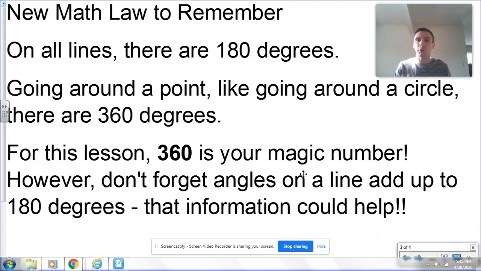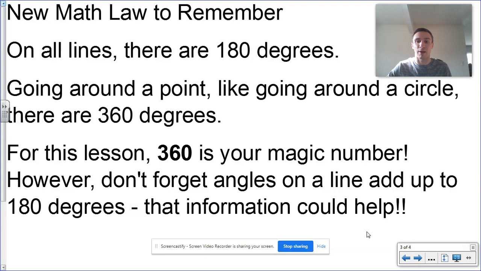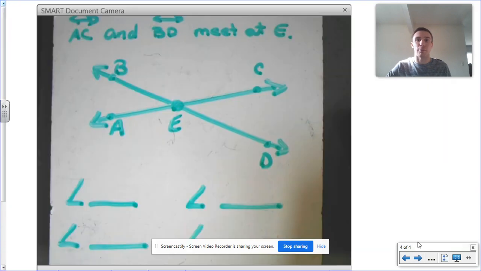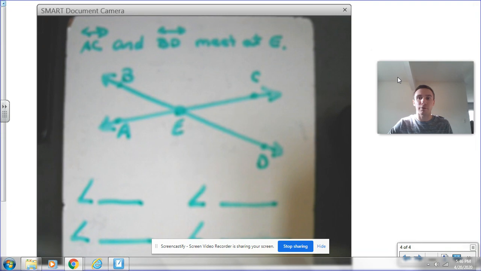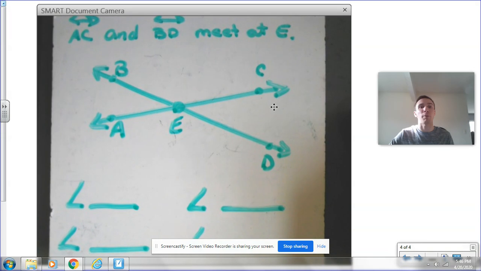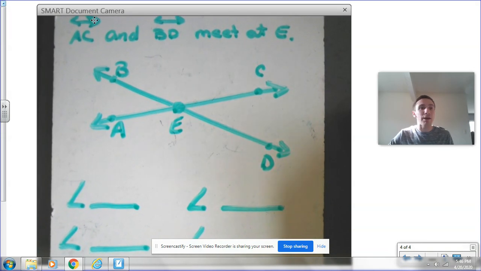However, we don't want to forget our math law from yesterday. That is still going to be a tremendous amount of help for us. And I'm going to show you how that helps us when we get into our first examples here. All right, so let's switch over to the document camera. And here we have me coming down to a more reasonable spot. And line AC and line BD are going to get together and meet at point E.